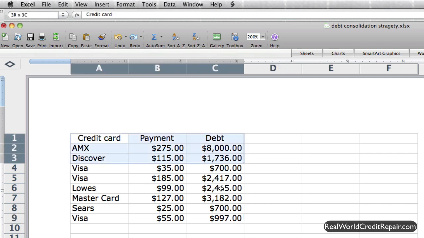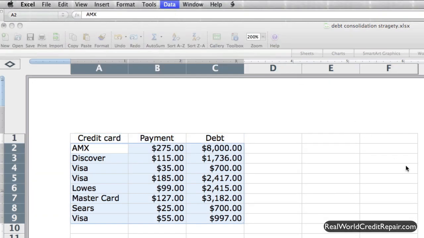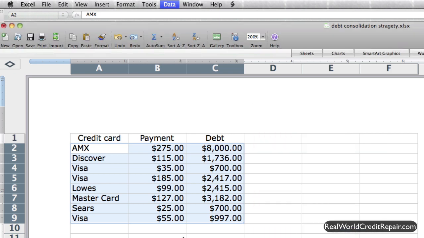So what I'm going to do is select everything, and go to sort in the data column. I want to sort first by my outstanding debt, and I want to make this ascending. Let me bring this over here. I want to first sort by outstanding debt. This should be in ascending order, meaning smallest to largest, and then by payment in descending, meaning largest to smallest. Pretty self-explanatory. I selected that I have a header row here, and I click OK.